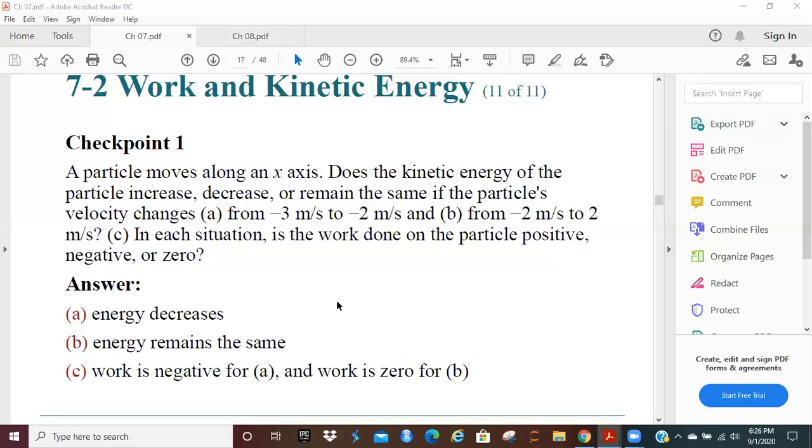So what about part B here? Was there any difference in the kinetic energy? No. And if there's no difference in the kinetic energy, then is there any positive work or any negative work? No, there's nothing. No work. No work.